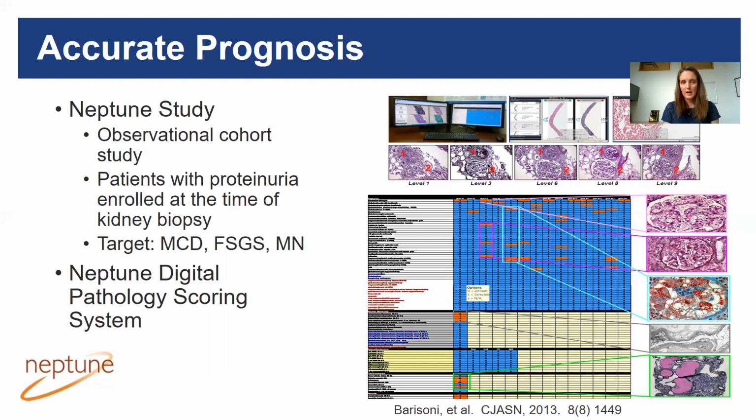This study is an observational cohort of patients with glomerular disease. Patients are enrolled at the time of a clinically indicated kidney biopsy. The goal was to enroll patients with minimal change disease, FSGS, and membranous nephropathy, and to follow them longitudinally over time.